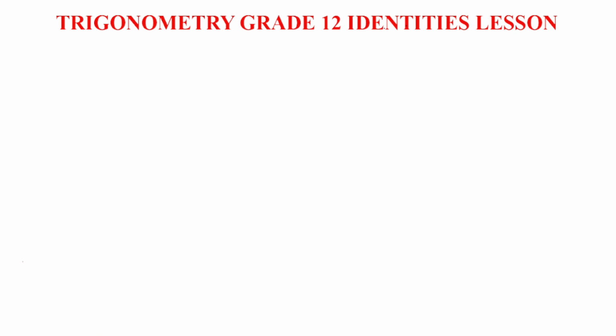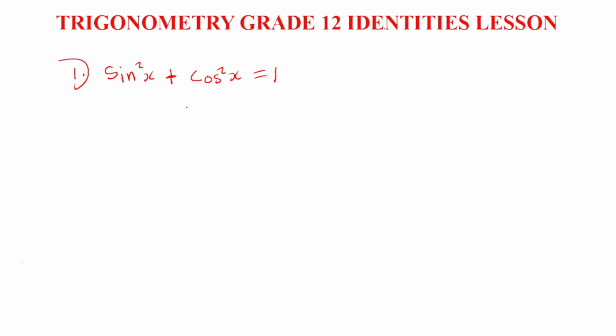I am Gastin Mapala. Now let's have a look at the Trigonometry 12 identity lesson. This is just going to be a breakdown of what you are expected to know. There's the first identity that you are expected to know. I know this one we probably did it in grade 11. It is going to be sine squared x plus cos squared x is equal to 1. All right, this is the first identity that we need to know.